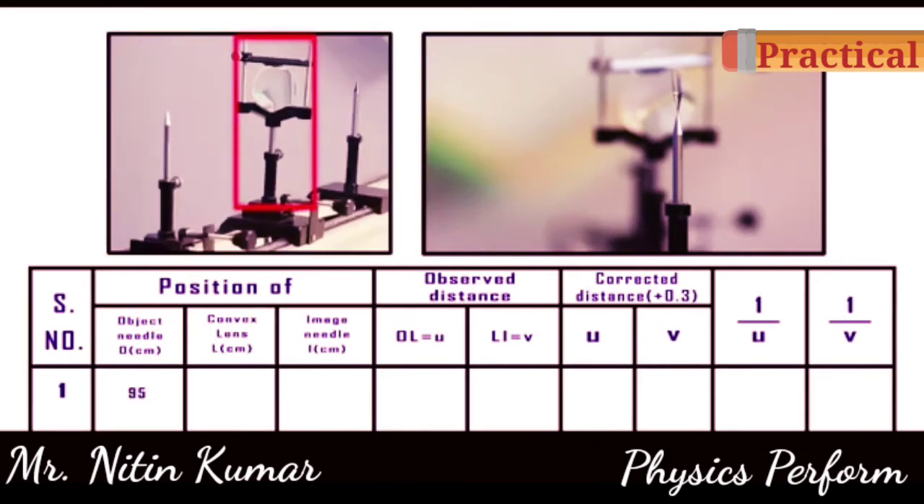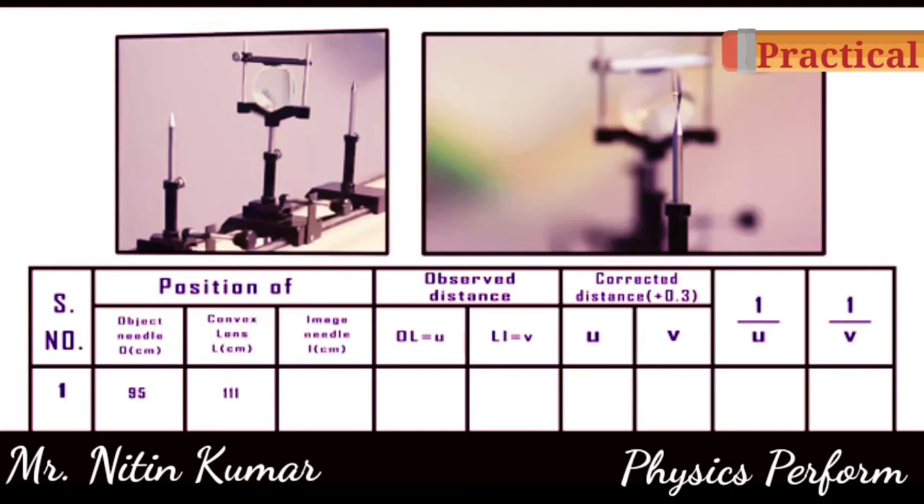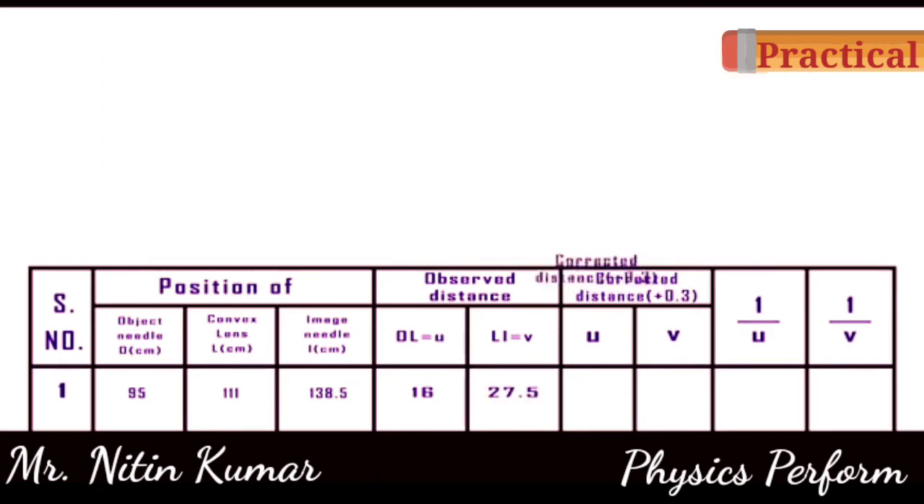Convex lens is at a position of 111 centimeters. Image needle is at a position of 138.5 centimeters. OL is equal to U, which is 111 minus 95, which is 16 centimeters. Observed distance V is 138.5 minus 111, which is 27.5.